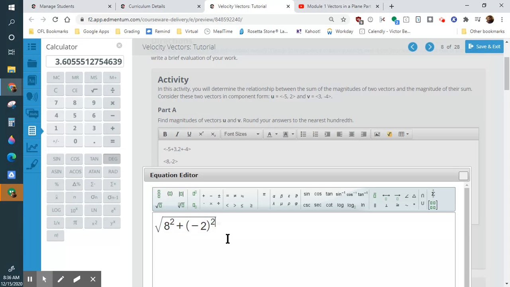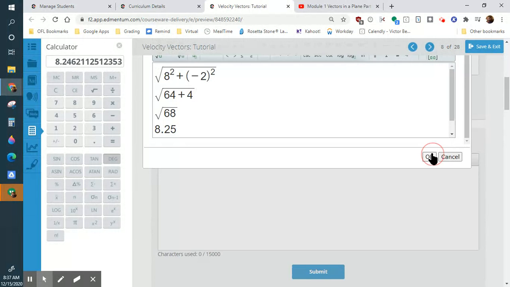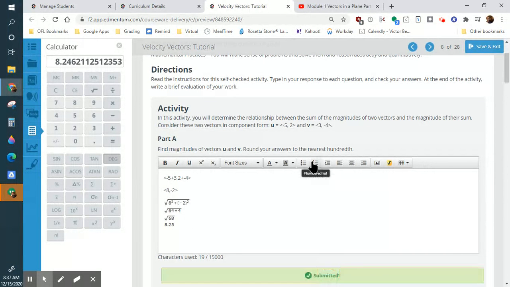-2 control up 2. This will give us the square root of 64 plus 4, and that's going to be the square root of 68. And it says round to the nearest hundredth, so you are going to have to type it into a calculator, and it would end up being 8.25 because the 6 will make it go up to a 5. Do that. Hit the submit.